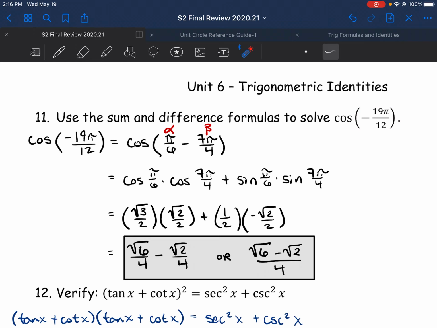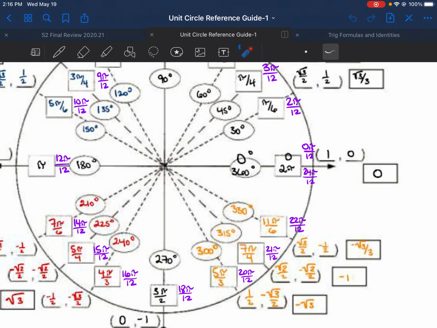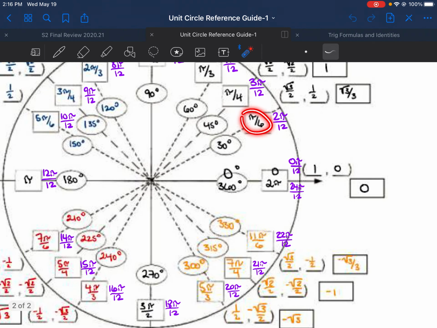And notice that the angles that I think will work best, or at least the ones we used in this example, are pi over 6 minus 7 pi over 4. If we look at the unit circle, pi over 6 we know is the same as 2 pi over 12. 7 pi over 4 is the same as 21 pi over 12, and we're converting them to a common denominator of 12 so it's easy to make those calculations. So if we do 2 pi over 12 minus 21 pi over 12, you get negative 19 pi over 12. So we're going to use pi over 6 and 7 pi over 4.